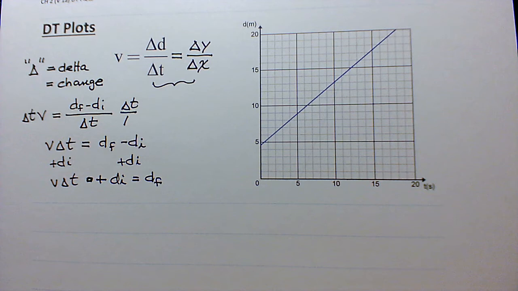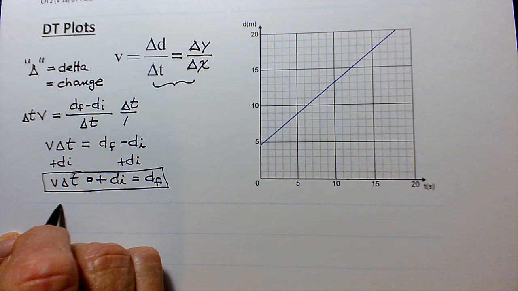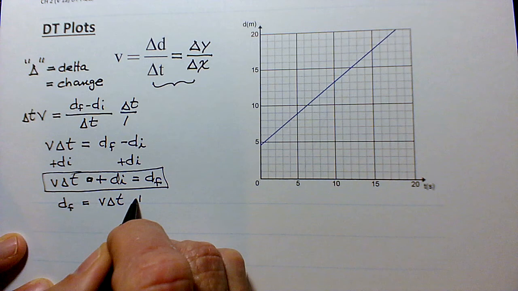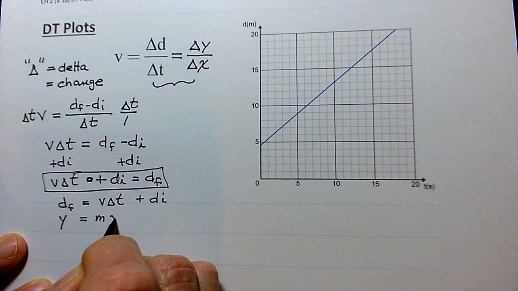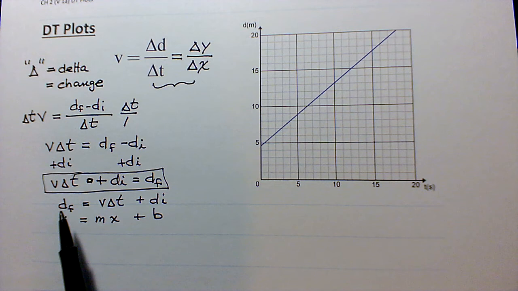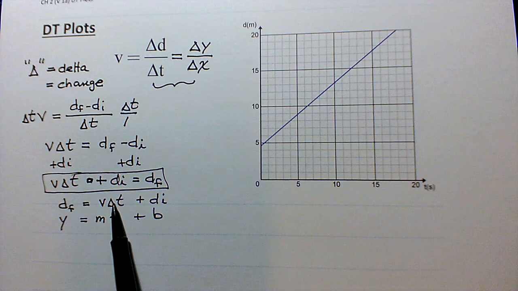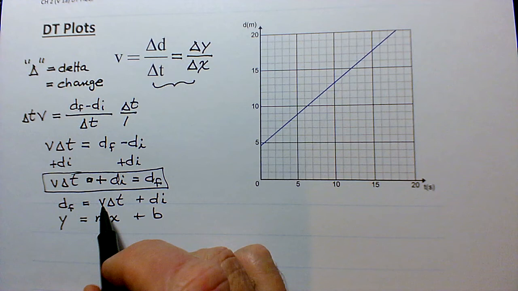Alright, so here is our linear equation, and I'm going to turn it around and rewrite it one more time so that we can see the correspondence to y equals mx plus b from your algebra class. So your final distance from the origin is given by your velocity times the amount of time that you run the experiment plus your initial distance from the origin. And the velocity is the slope of the dt plot.